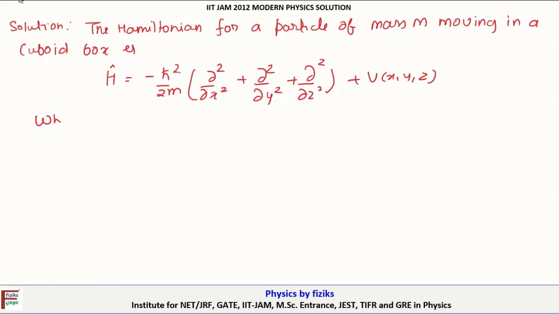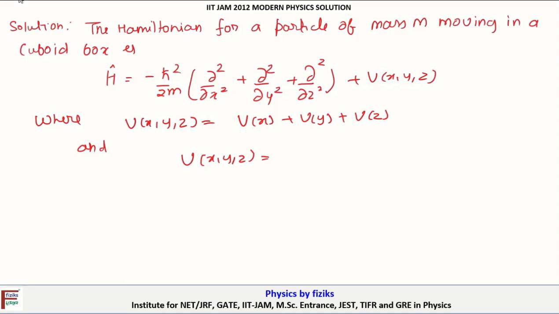where V(x,y,z) would be equal to V(x) plus V(y) plus V(z), and V(x,y,z) is defined as 0 for 0 less than x less than a, 0 less than y less than b, and 0 less than z less than c.